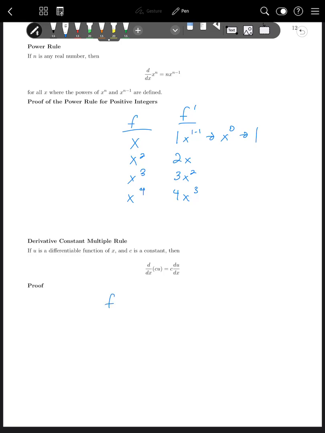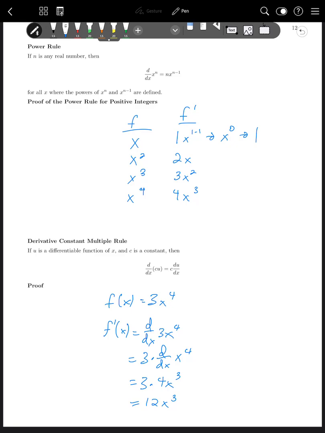If my function f of x was 3x to the fourth, and I want to do the derivative of that, so f prime of x is the derivative of 3x to the fourth, that's going to be 3 times the derivative of x to the fourth, and then that would be 3 times 4x to the third, which is 12x to the third. So if you have a constant multiplied by a function, you can just multiply the end result of the derivative of the function by that constant.